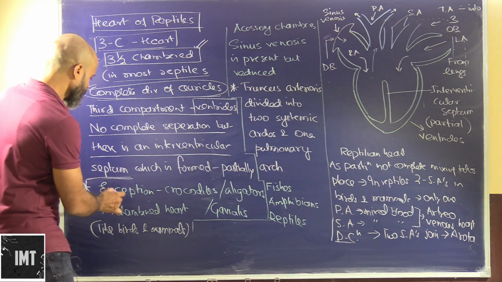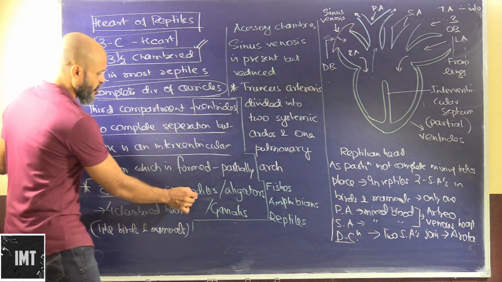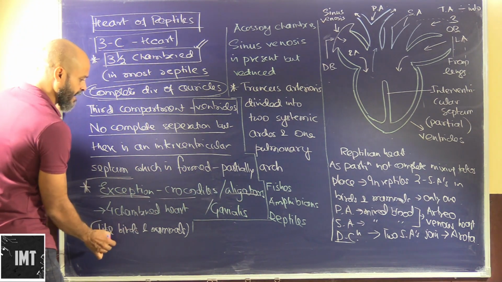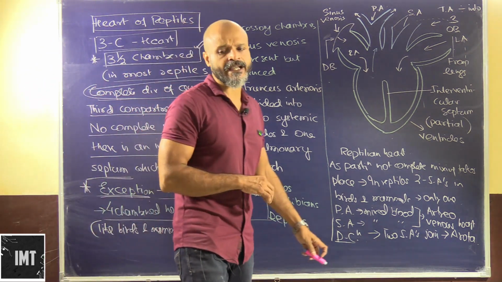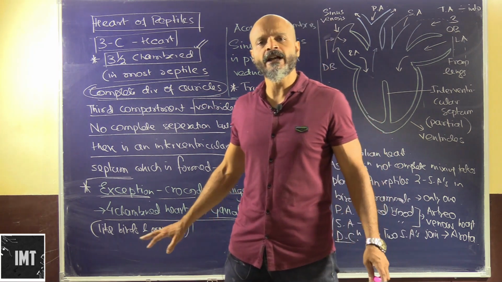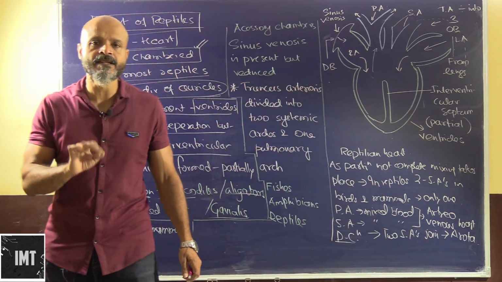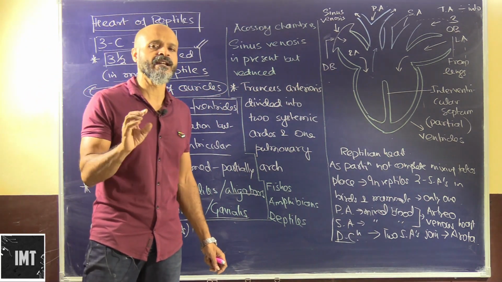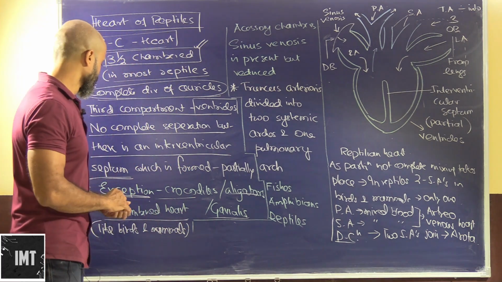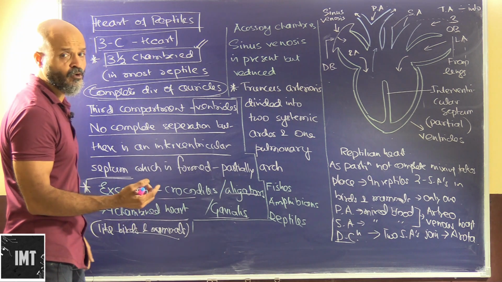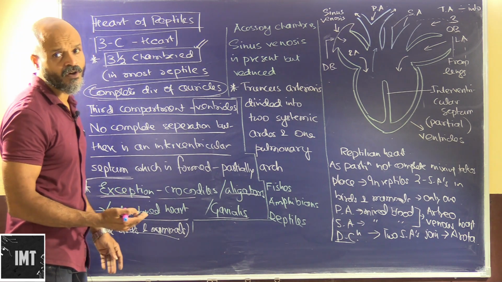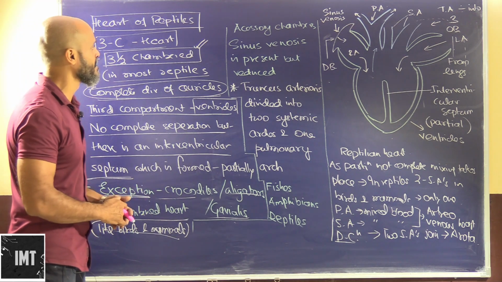Okay, so what are the exceptions to this? Crocodiles, alligators, and gavialis all have a 4-chambered heart amongst reptiles. Otherwise, most of the reptiles have a 3.5-chambered heart. So these reptiles, crocodiles, alligators, and gavialis, have a 4-chambered heart like the higher animals, birds and mammals.